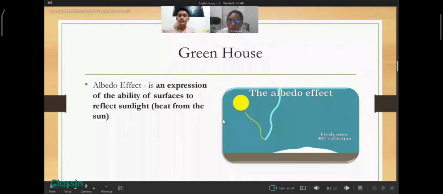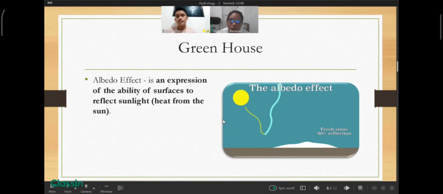So next we go to the albedo effect. It is an expression of the ability of surfaces to reflect sunlight, which is heat from the sun. Snow and ice have high albedo. So much of the sunlight hitting surfaces covered with snow and ice bounces back. In contrast, dark earthly surfaces have a low albedo. Therefore, they absorb more sunlight.